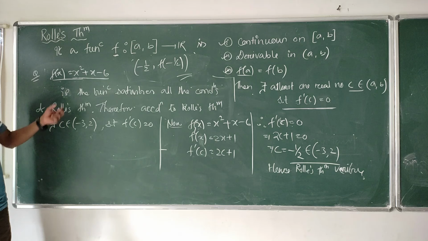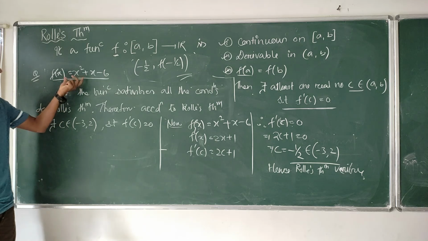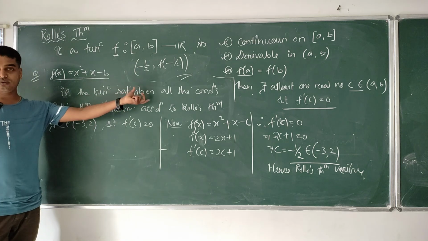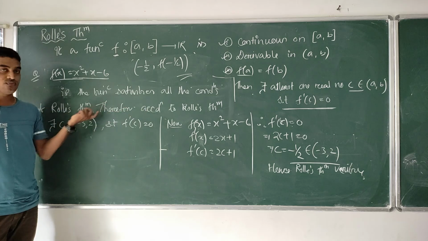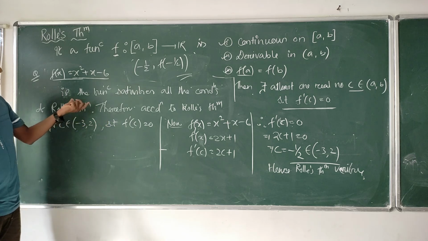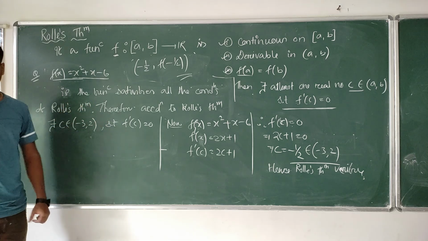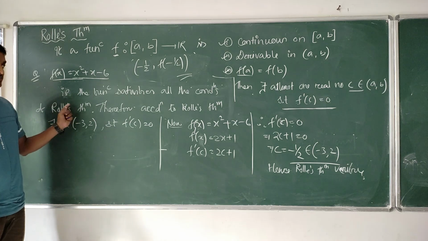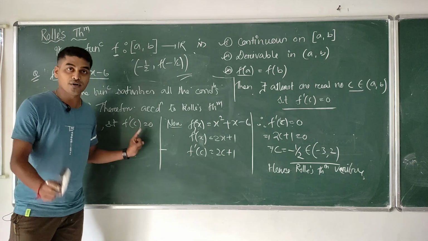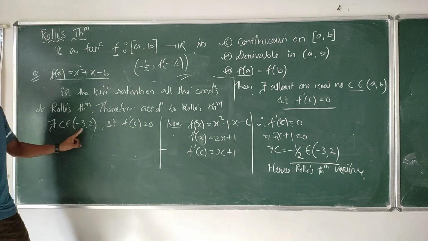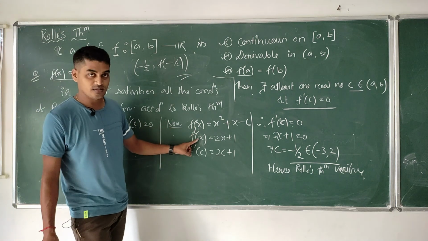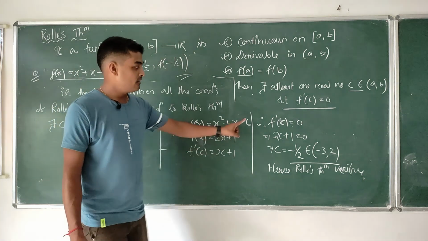So very simple steps. First of all, from the observation you will have got that it is a polynomial function, so it is continuous. Stepwise you have to write it down pointwise. It is continuous on the closed interval, differentiable in the open interval, and f of minus 3 you have got, and f of 2 you have got. That means both the values are same. That's why all the conditions of Rolle's theorem are satisfied. Therefore, according to Rolle's theorem, there exists at least one real number c in this open interval such that f dash c equal to 0. That is why we have to find out f dash x from the given function, and find f dash c equal to 0.